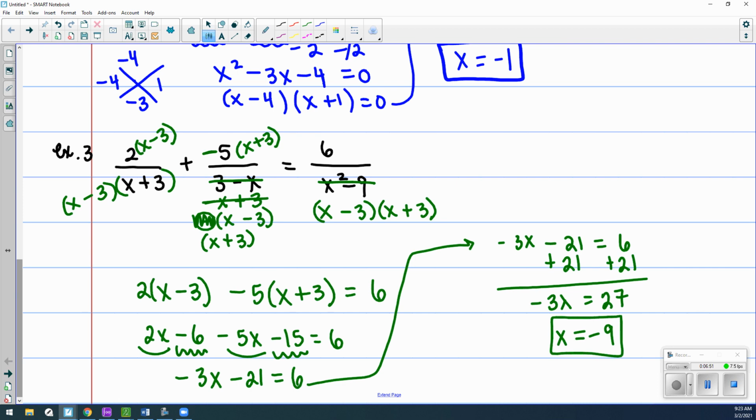Okay, now if I plug that in, am I going to get an extraneous solution? Nah, I'm good. If I plug negative 9 in right here, that would be 81 minus 9, which isn't 0, so it's not extraneous. It's all good. Okay, I'm done. We'll practice more tomorrow.